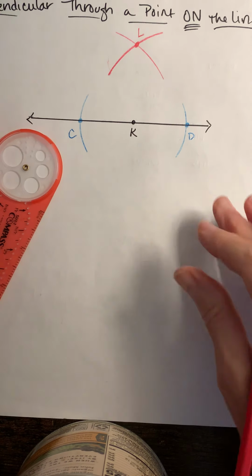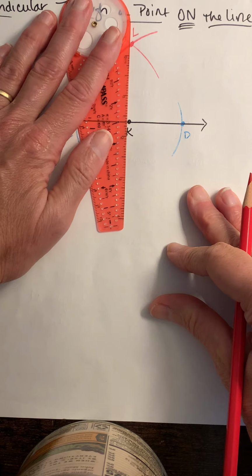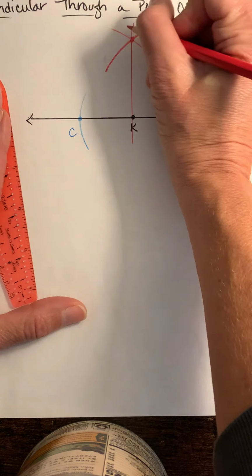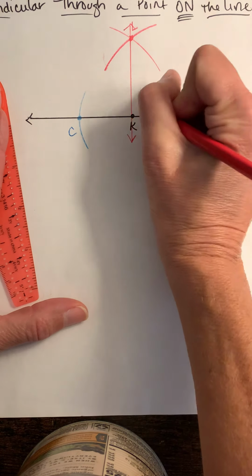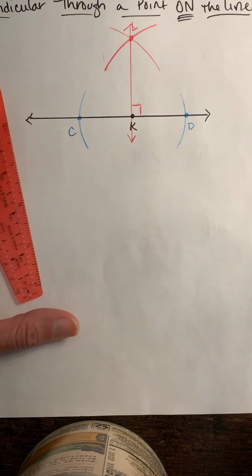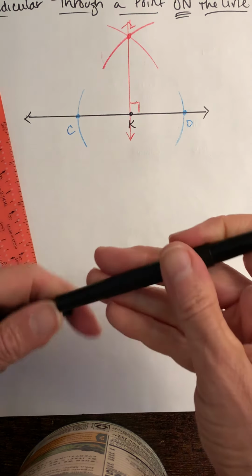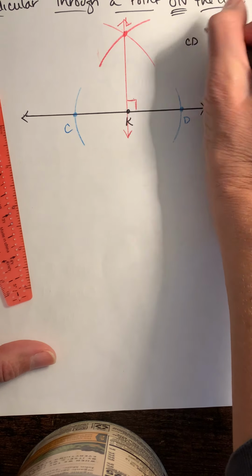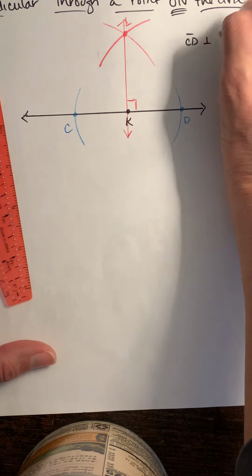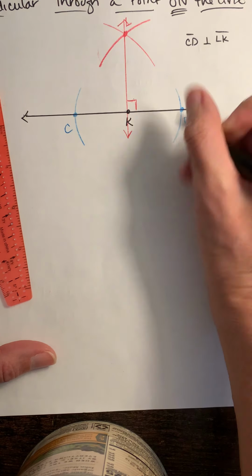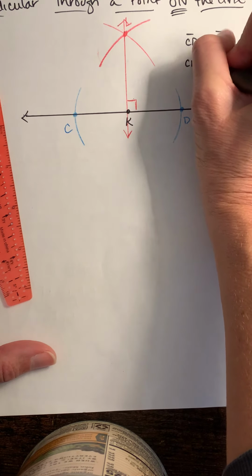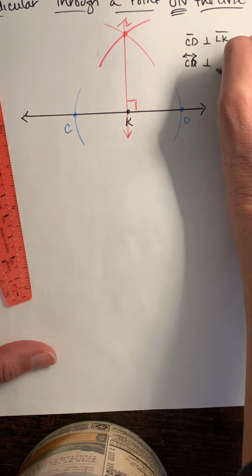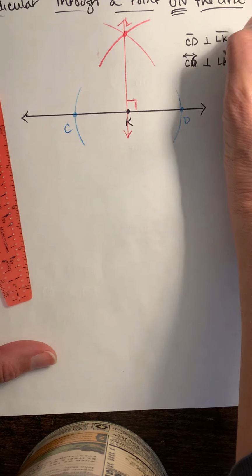We'll name that point L. Connect point L with point K. And we mark that it is perpendicular. And then our notation for this could be segment CD is perpendicular to segment LK, or it could be line CD is perpendicular to line LK.